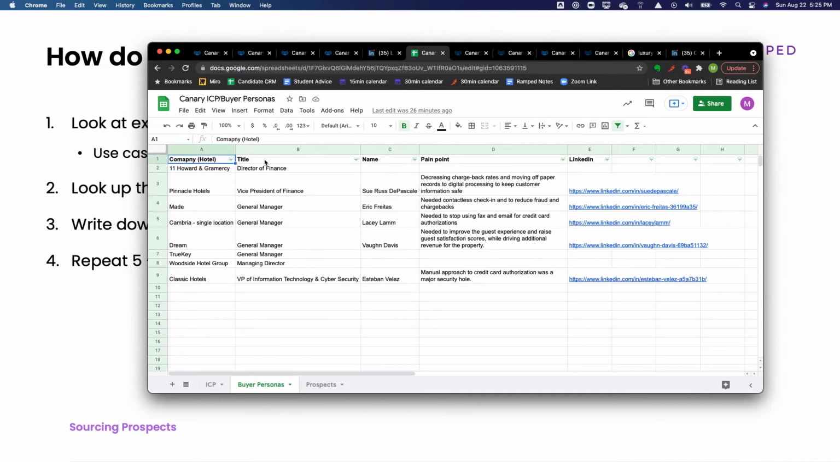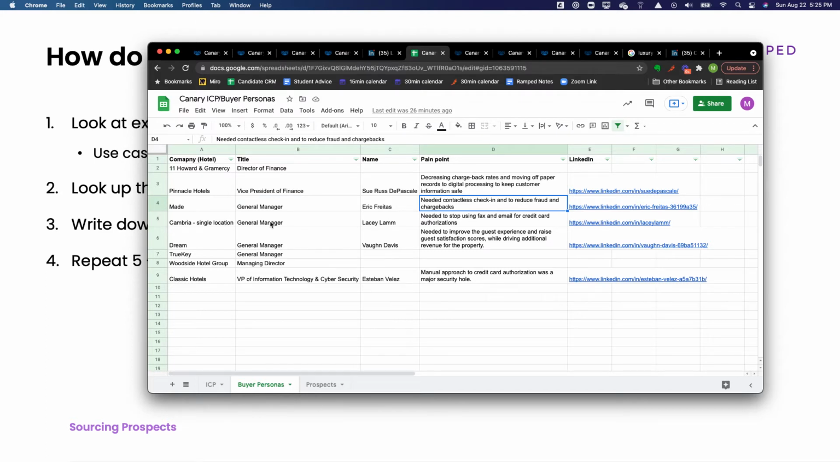So I've got the company, the title of the people I'm looking up, their name, potential pain point, and then probably their LinkedIn linked here as well. So we see Eric from Made. He was a general manager. He needed contactless check-in to reduce fraud and chargebacks.